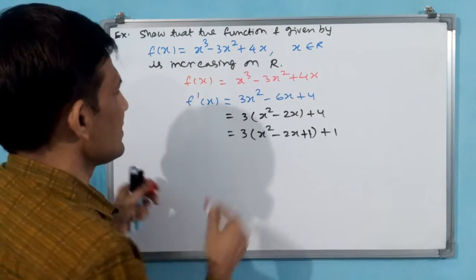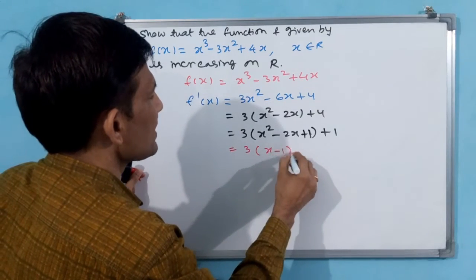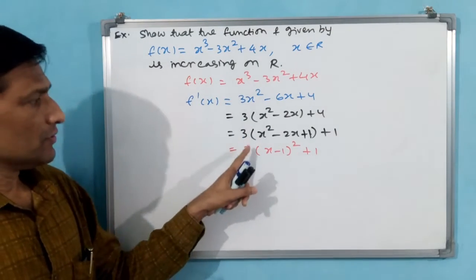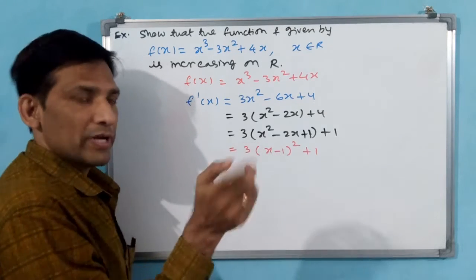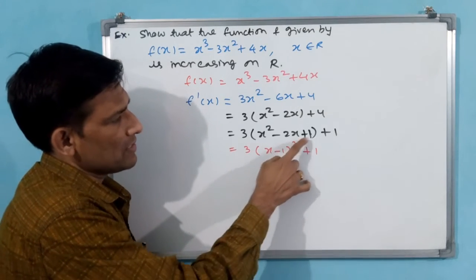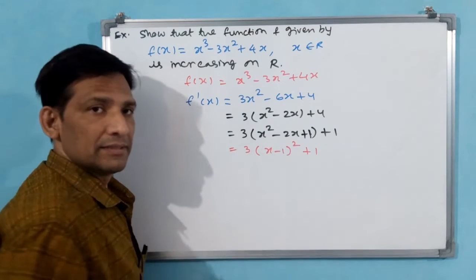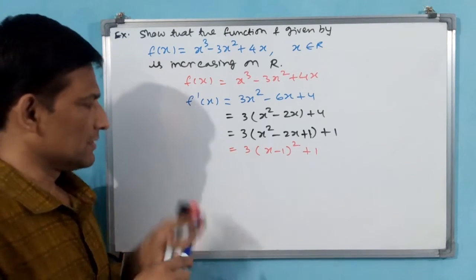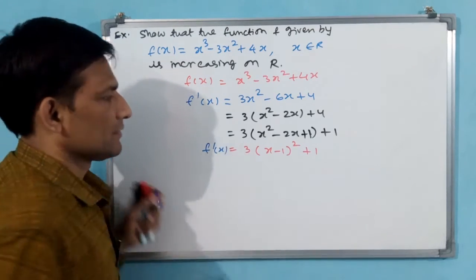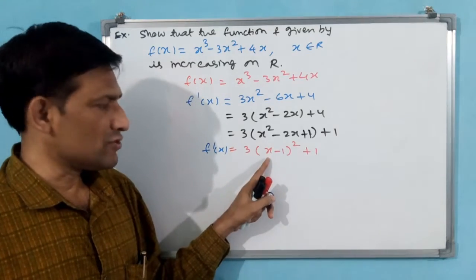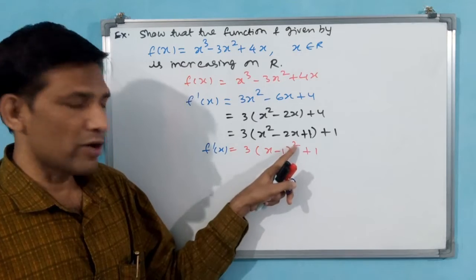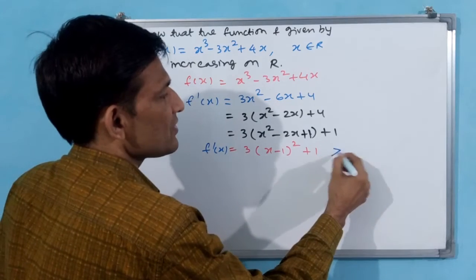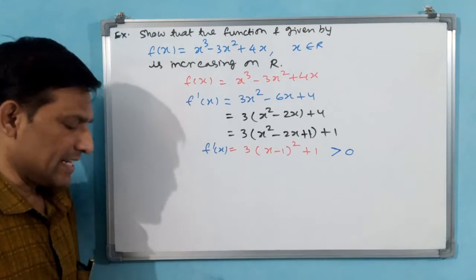What is the advantage? This is the advantage. You see how I am writing. 3 into x minus 1 whole square plus 1. 3 separate you take. See, x minus 1 whole square you expand: x square plus 1 minus 2x. Now you tell me, whatever number you give here. See, you have given 0. 0 minus 1 means minus 1. Minus 1 square means plus 1. Plus 1 into 3, 3. 3 plus 1, 4. Is it greater than 0? Definitely greater than 0.